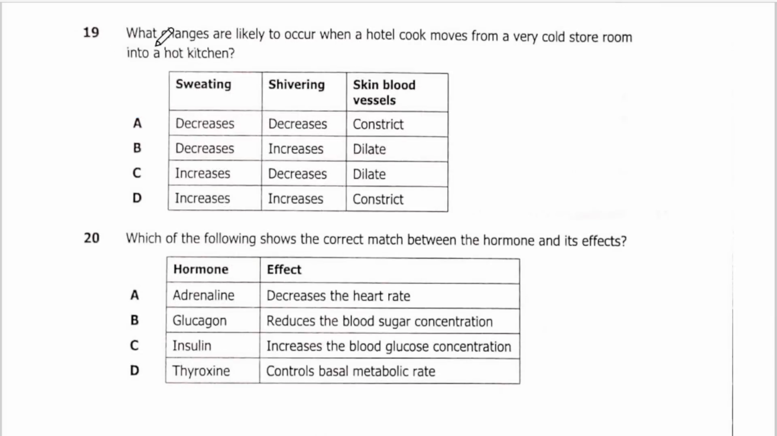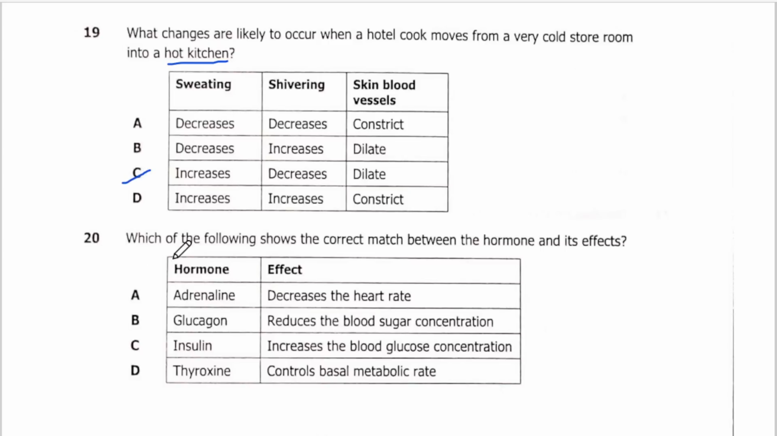19. What changes are likely to occur when a hotel cook moves from a cold room into a hot kitchen? When the cook moves into the hot kitchen, they'll try to keep their body cool. When you are trying to cool your body, sweating will occur, so sweating will increase. Shivering, no, you are not going to shiver, because shivering is done to warm up the body by contracting and relaxing the skeletal muscles quickly. Then the blood vessels are going to dilate so that they are able to lose more heat. So here the correct answer was C.